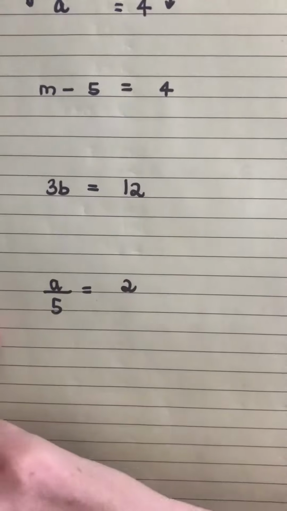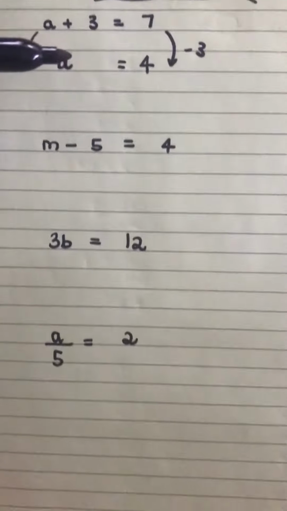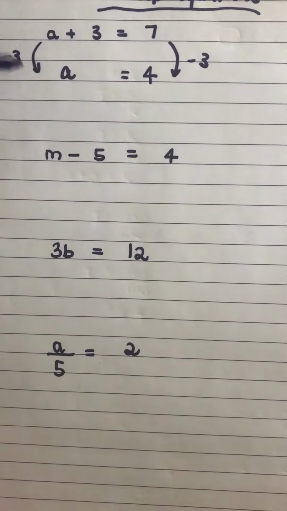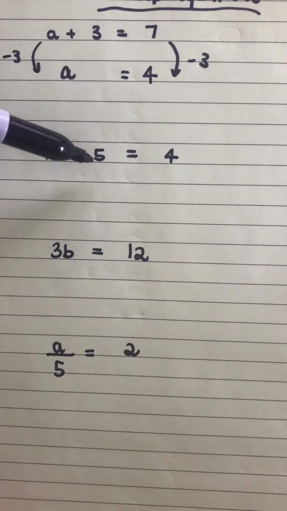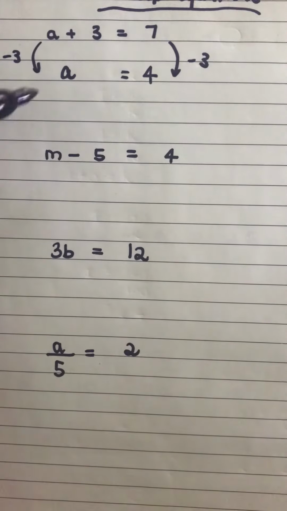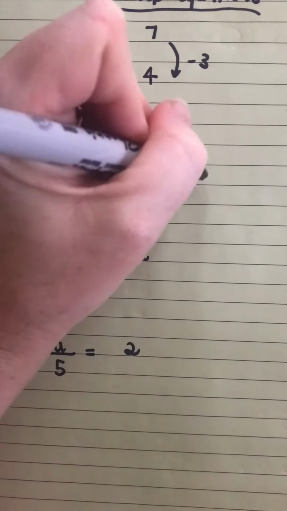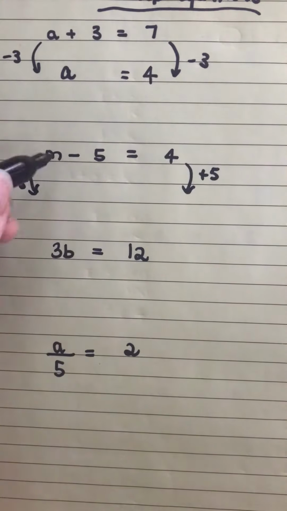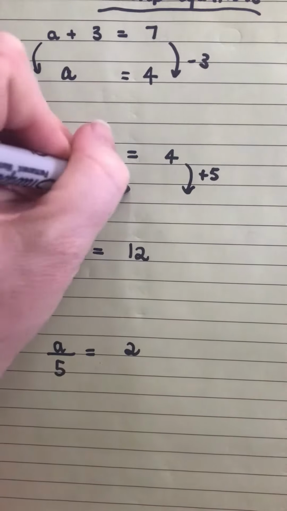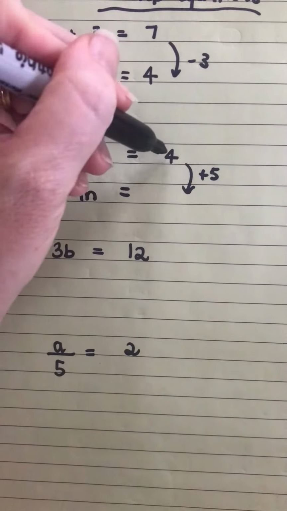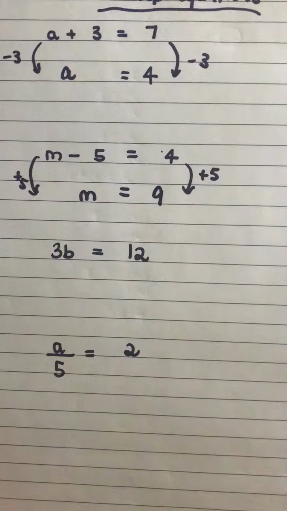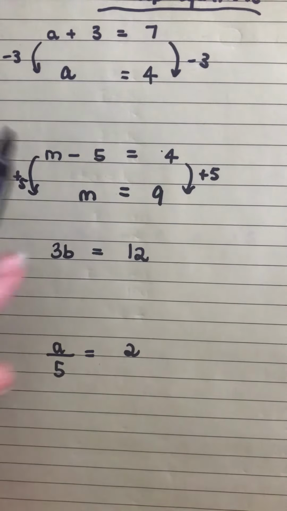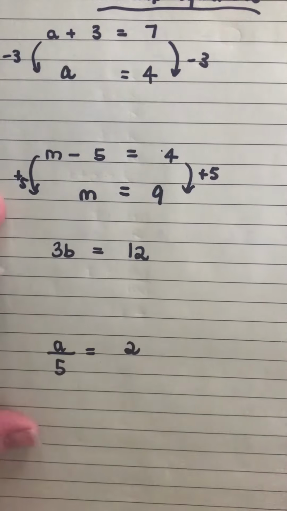When we have a subtraction, so this is slightly different to our first one, we had a plus 3, so we took away 3. This time we've got m take 5, so we're going to add 5 to both sides. So when we do our plus 5 here, we're going to be left with our m. When we do our plus 5 here, we've got 4 plus 5 is 9. So our m is equal to 9 there. If we do 9 take 5, we get 4, so we know that our answer is correct.